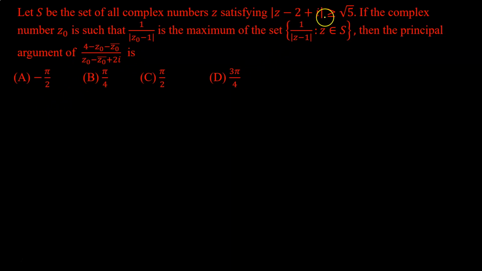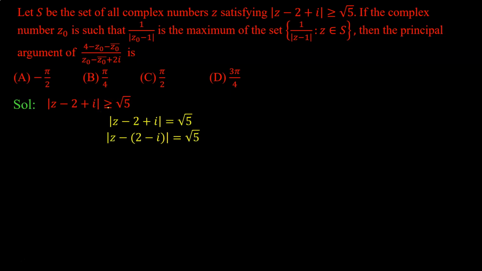Now first of all, they gave us this condition: modulus of Z minus 2 plus iota is greater than or equal to root 5. Let us first focus on the equality. We can write this equality in the form of modulus of Z minus Z naught equal to a constant.